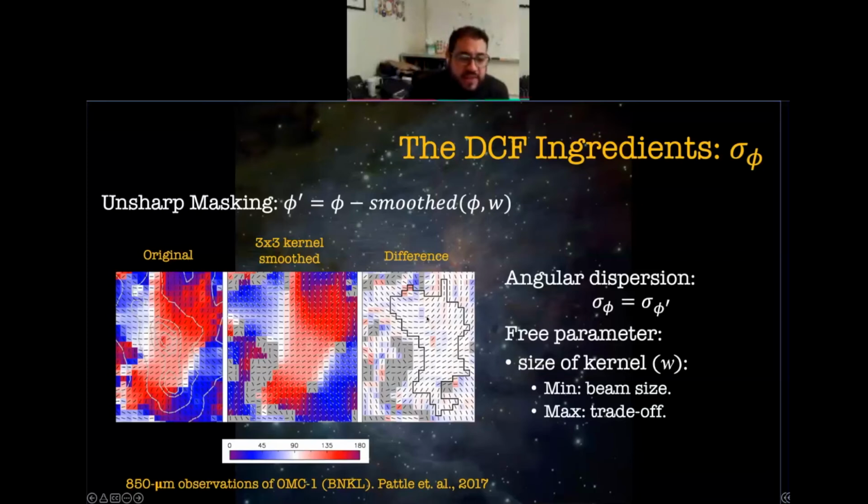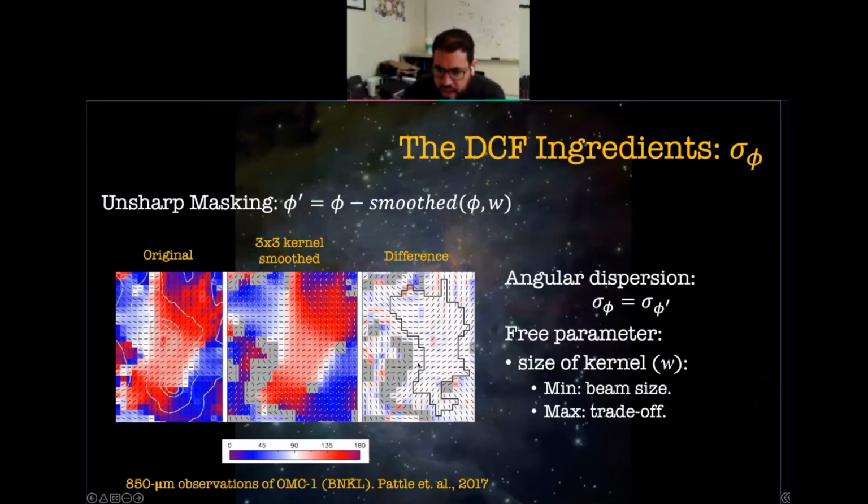All right. In this case, we see the example for OMC-1, specifically close to the BN-KL object, in which they apply this, and then once you have this, the deviations of the magnetic field from this found large scale field, well, then you can calculate just a simple standard deviation value of these residual orientations.